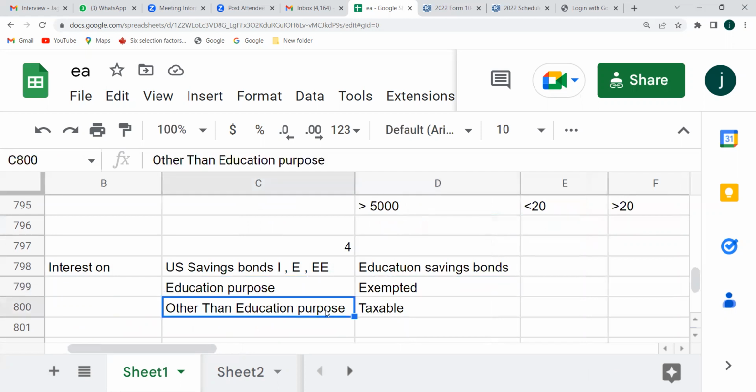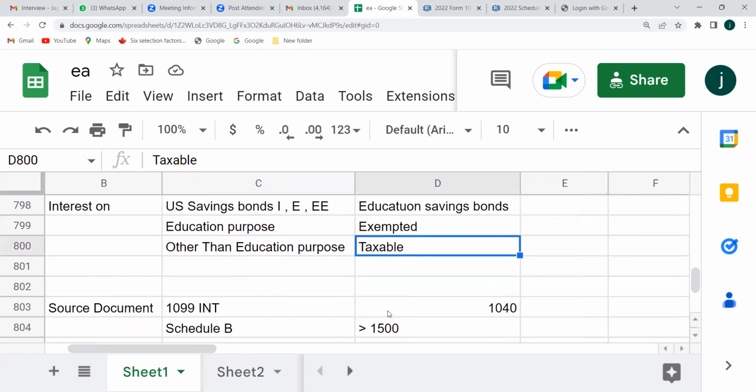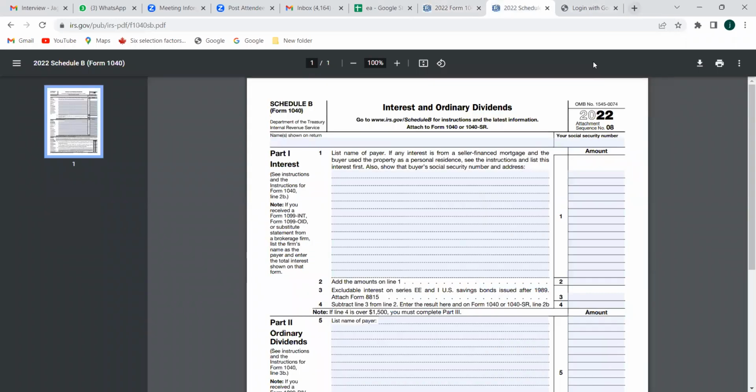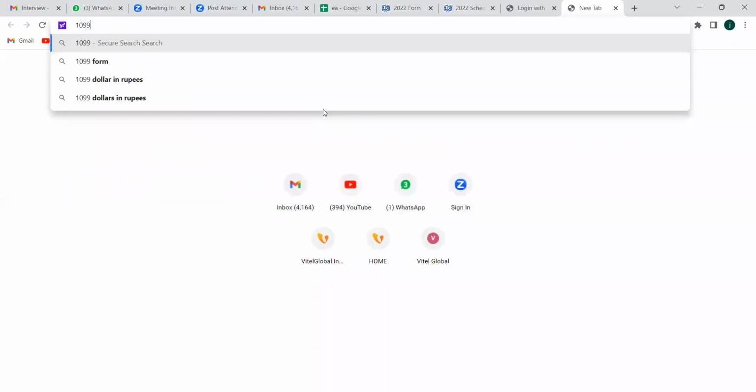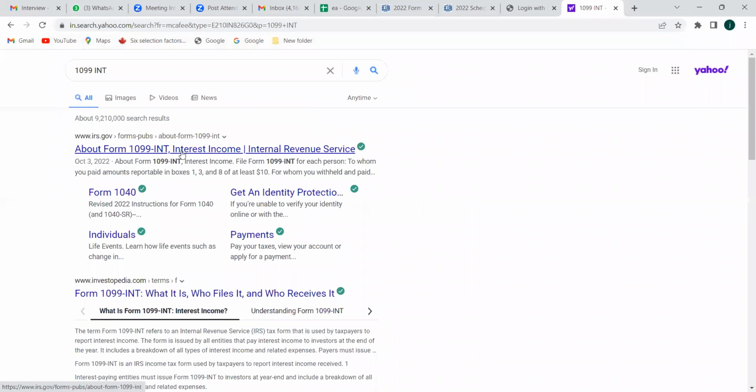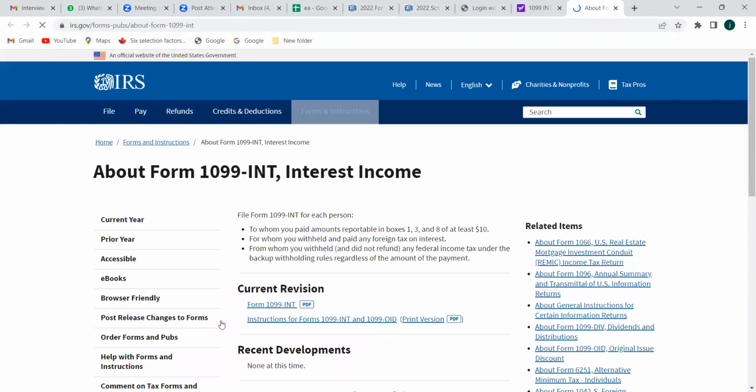Yes. And then you mentioned something about the source document, which starts from 1099. It is for interest. And then you showed one form wherein in Schedule B, if interest is greater than $1,500, then Schedule B also needs to be filled. Yes.